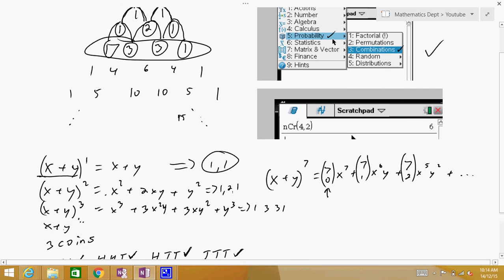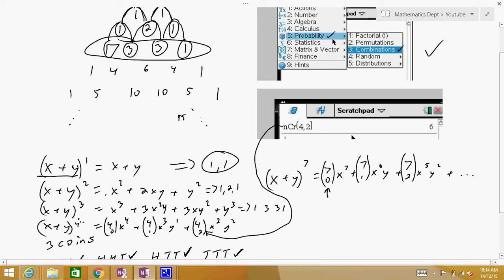So x plus y to the power of 4 is equal to 4 choose 0, x to the power of 4, plus 4 choose 1, x to the power 3, y to the power 1, plus 4 choose 2, x to the power 2, y to the power 2. So to figure out this number, you can use this technology to help you out. We will be going into more detail with this when we look at the binomial theorem, but this just gives you a good introduction to Pascal's triangle.